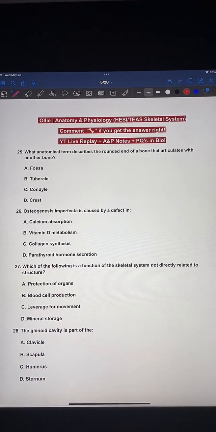We're on the skeletal system for the HESI and TEAS and undergraduate anatomy today. We're going to move on to number 25. Which anatomical term describes the rounded end of a bone that articulates with another bone?